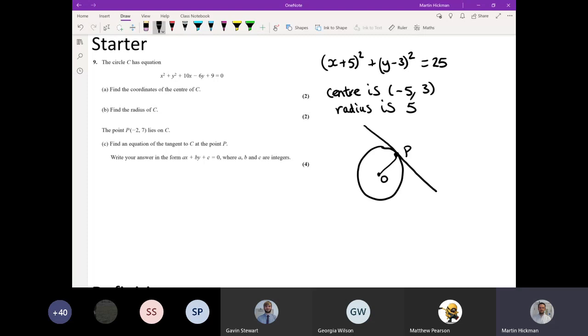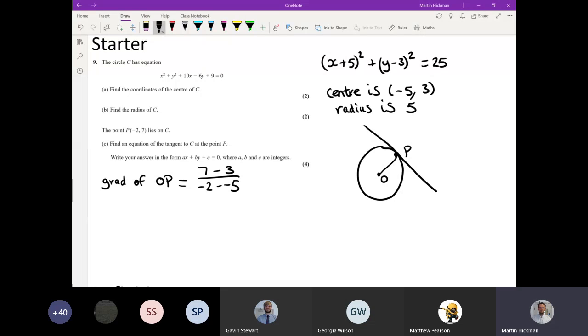So what we have to do first is work out the gradient of OP. That's the gradient between the centre of the circle, -5, 3, which we worked out earlier, and this point on the line, -2, 7. So to do that, I just do y2 minus y1 on top, and x2 minus x1 on the bottom. Okay, so your y coordinate for the P, take away the y coordinate for the center, and then the x coordinate for P, take away the x coordinate for the center on the bottom.